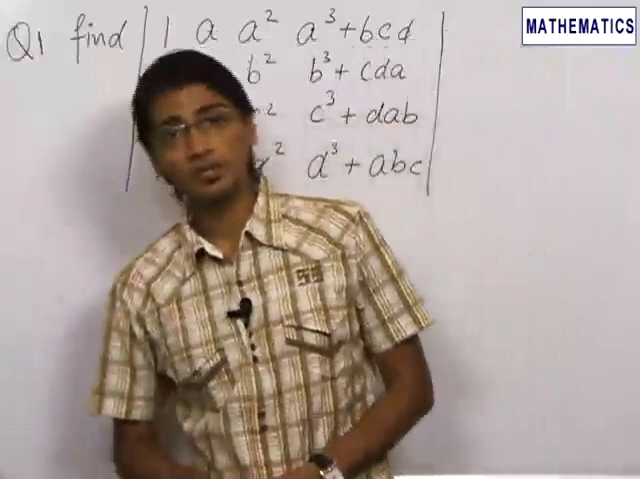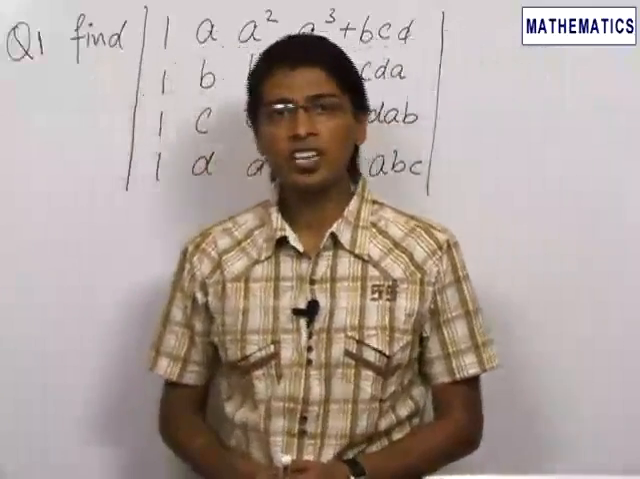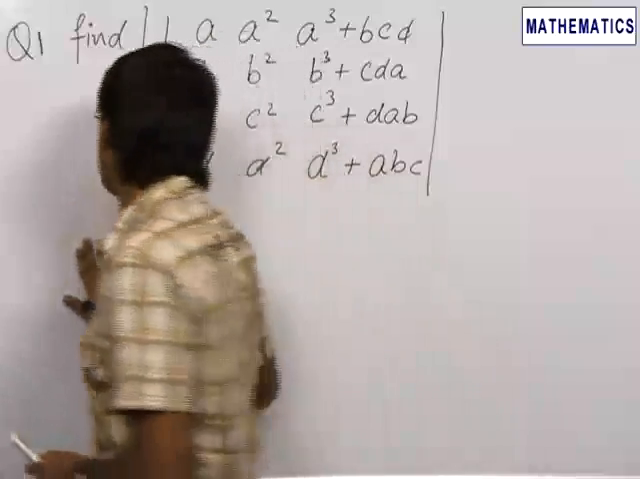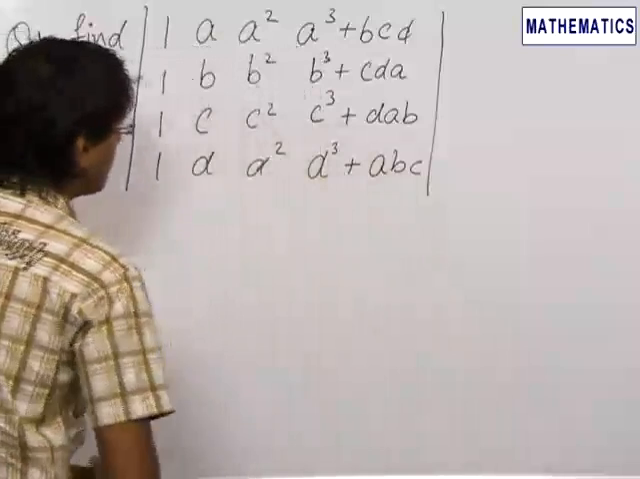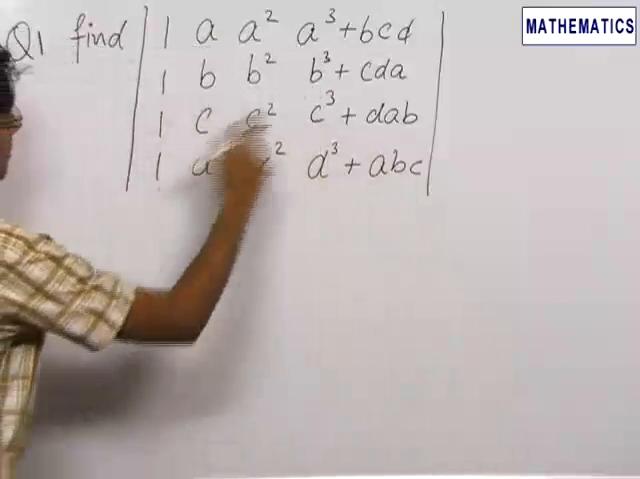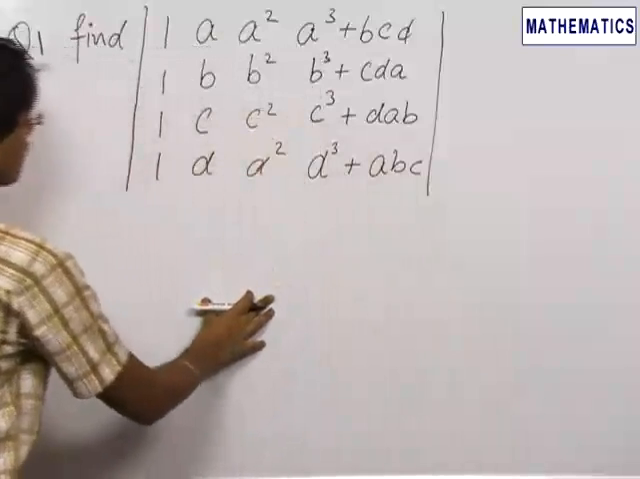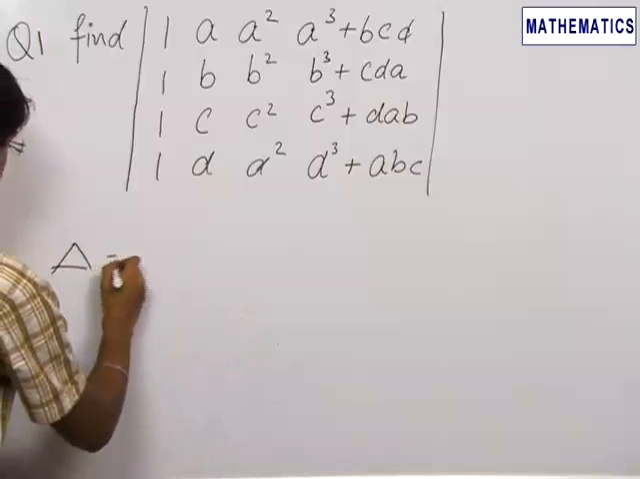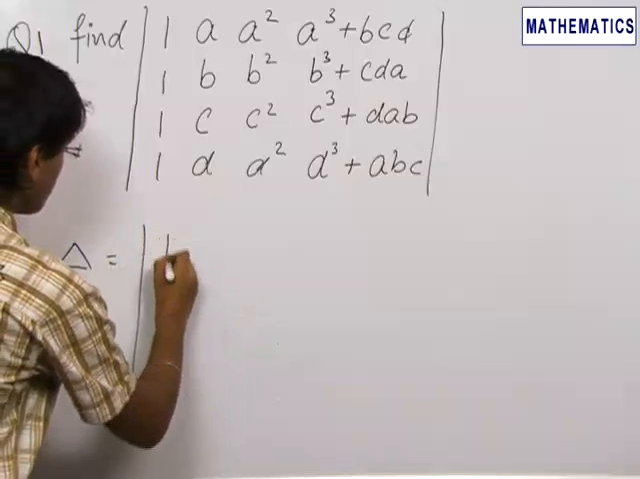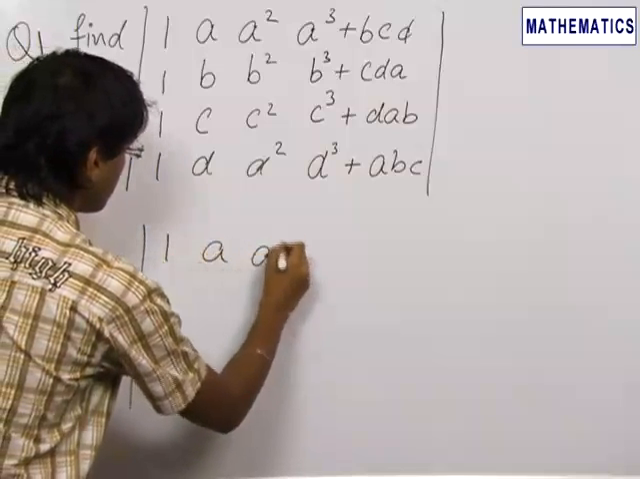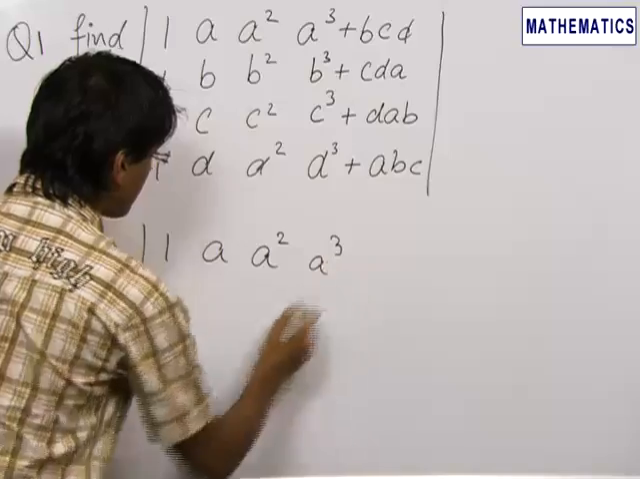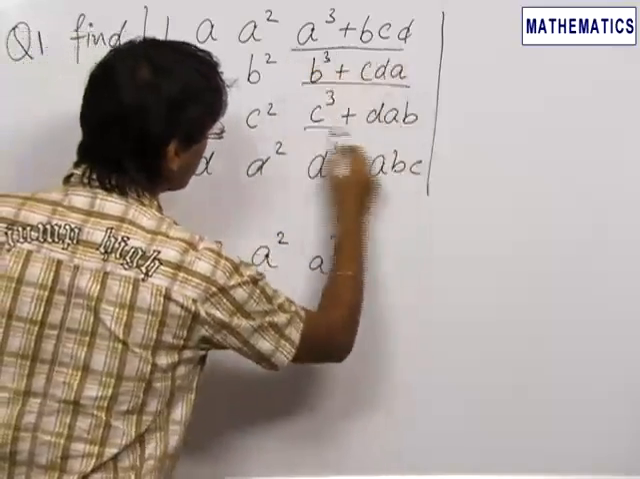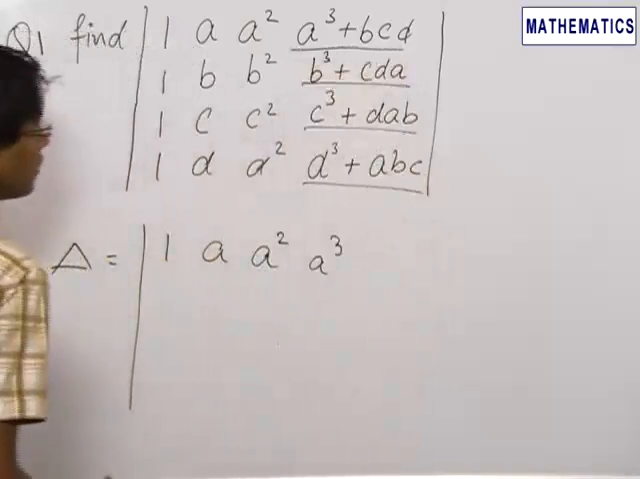For solving this question, one important thing we should know is that we should not always do the expansion thing in determinants. What we can do over here is split this determinant as a sum of two other determinants. We can write this determinant as a sum of 1, a square, a cube. As we can see, the fourth column over here is written as a sum of two different terms.